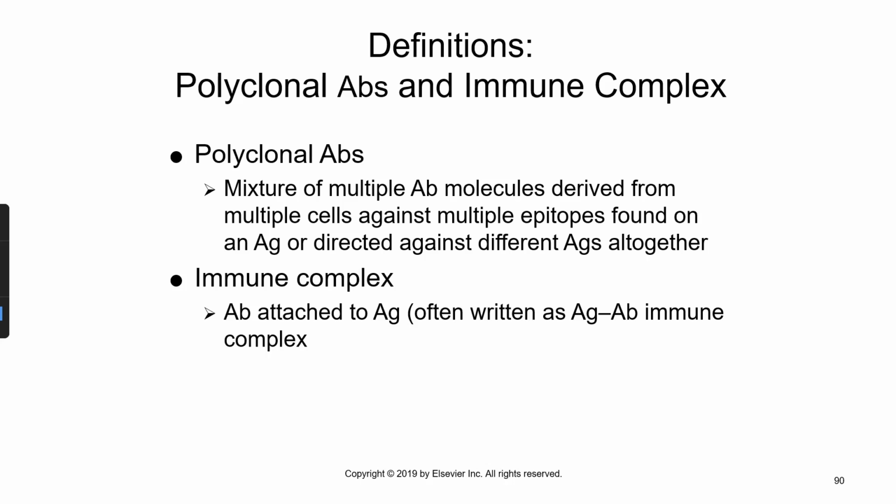There's polyclonal and monoclonal antibodies. Polyclonal is a mixture of multiple antibody molecules derived from multiple cells against multiple epitopes, and they're found in an antigen or directed against different antigens altogether. Immune complex, the antibody attaches to the antigen, often written as Ag-AB immune complex.